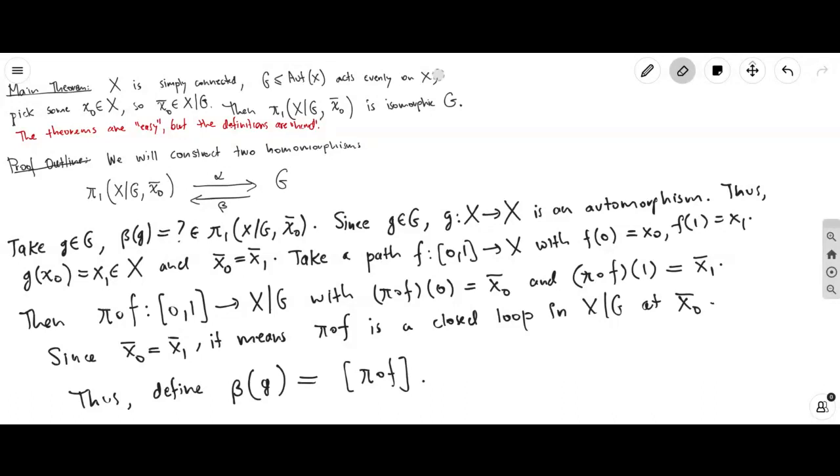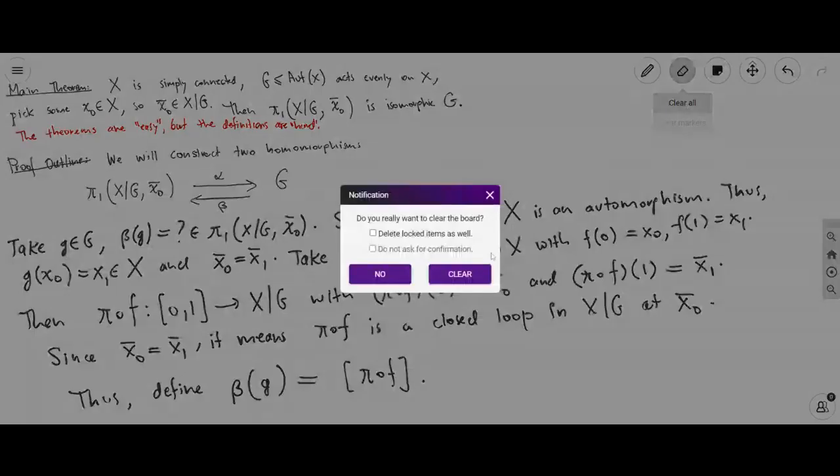So your job is to check that these are inverses of each other. And once you do that, then you would have completed the proof that the fundamental group of the quotient is isomorphic to the group that was used to generate the quotient. And now we're going to look at a number of examples that will illustrate this theorem in action.